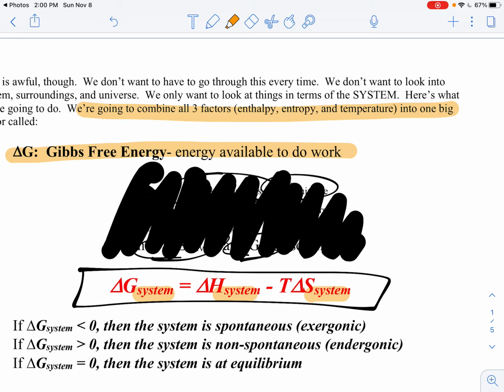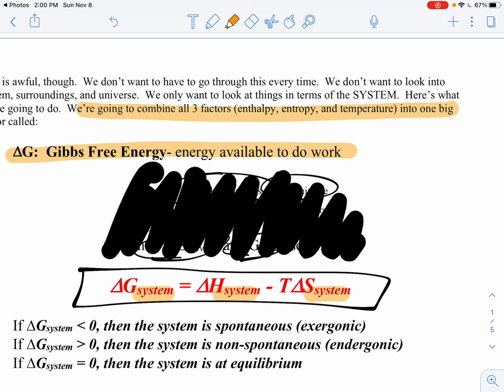Please note, an important thing for the math in this, and I cannot stress this enough: you've got to make these units work out. Please recognize that this unit is kilojoules and this unit is joules per Kelvin. If you want to combine the two into the same equation, you're going to have to convert kilojoules to joules or joules to kilojoules for this to work out. So just be careful when you do this math.